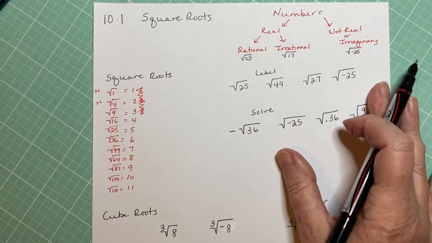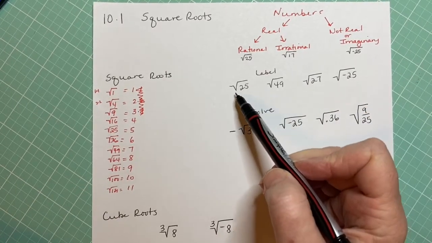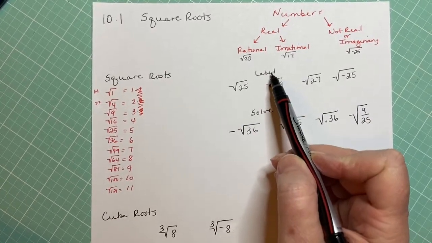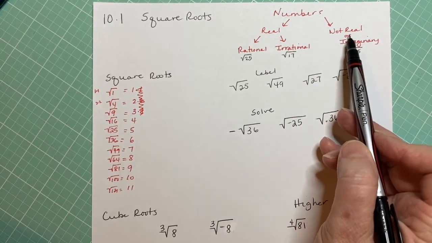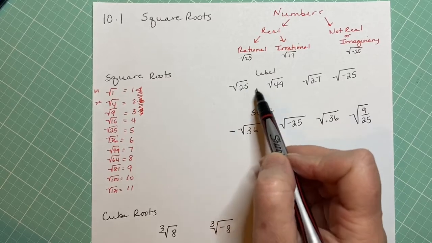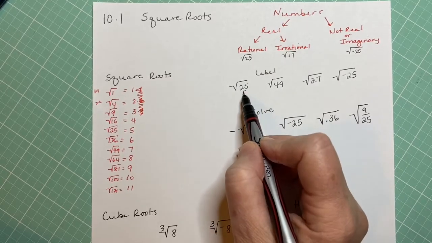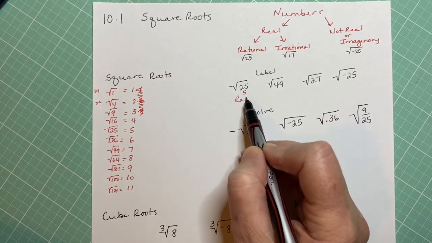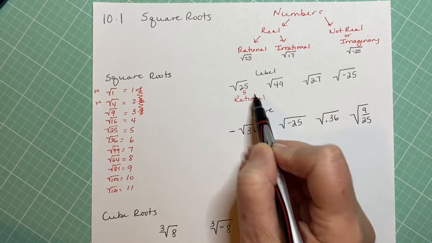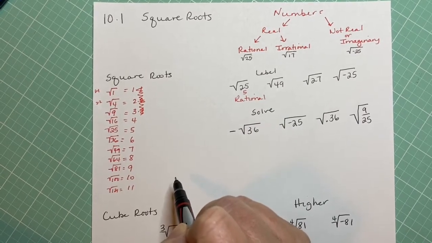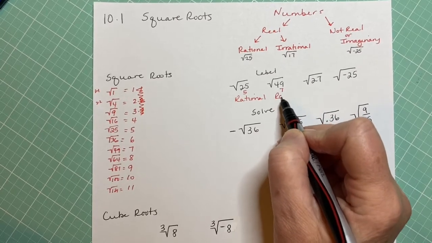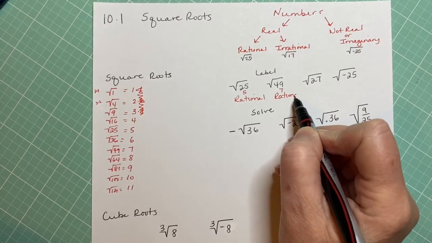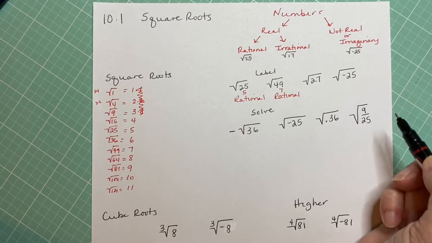When you go to look at our square roots here, these first ones are telling you to label them. Are they rational, irrational, or not real? When we look at the square root of 25, we know that that's 5, so that's actually a rational number. It makes sense. We know what the square root of 25 is. The square root of 49 is 7, so again, that's a rational number because we know what the answer is.